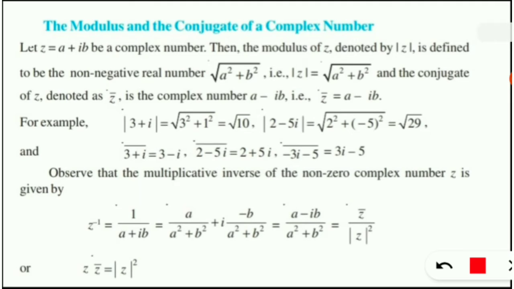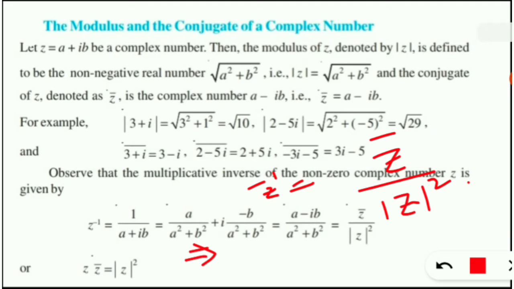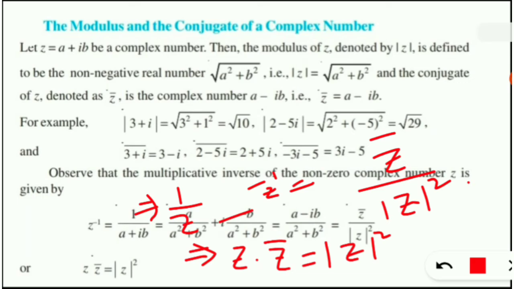That means z inverse equals z bar divided by mod z square. Okay, so next, this implies z into z bar equals mod z square, because z inverse means 1 by z, so cross multiply, so z into z inverse equals 1 into mod z square, that means mod z square. Clear?